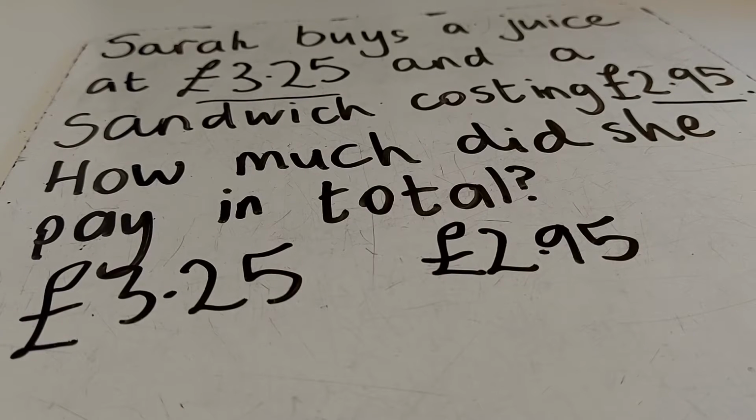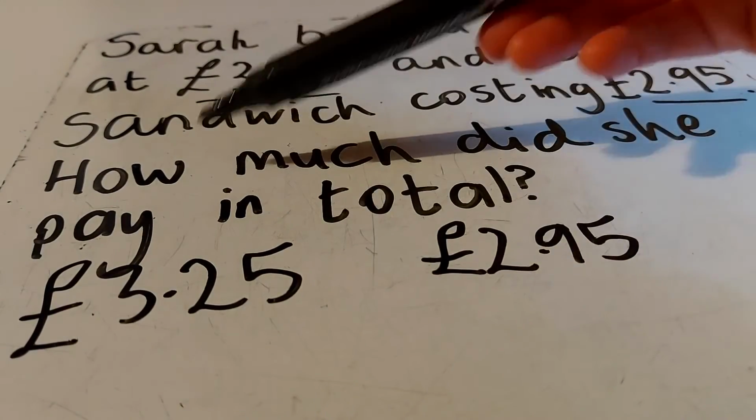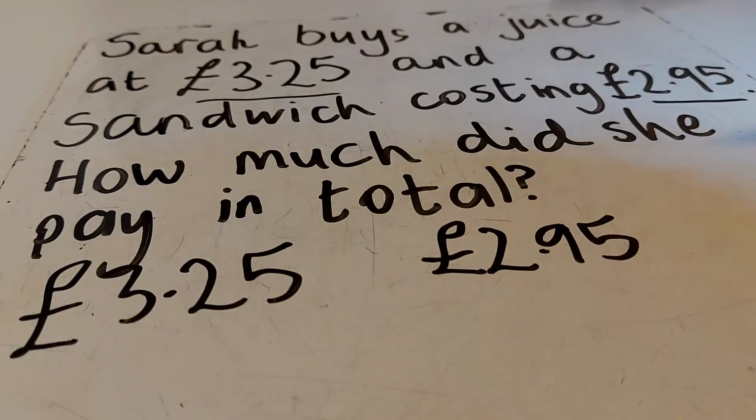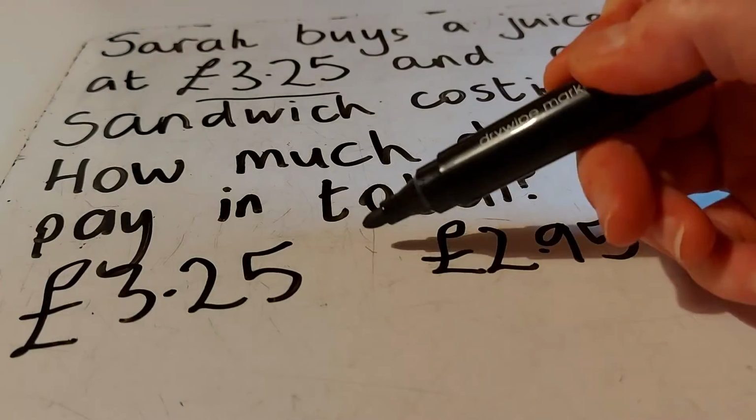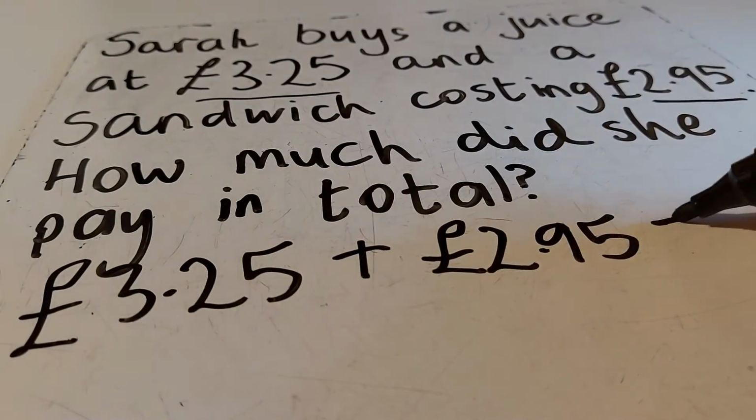Finally, in order to work out what calculation we need to do, we need to read this bit here. How much did she pay in total? Total is another word for add, so we now know that we need to add these two items together. So I'm going to put an add sign there, and I'm going to put equals.